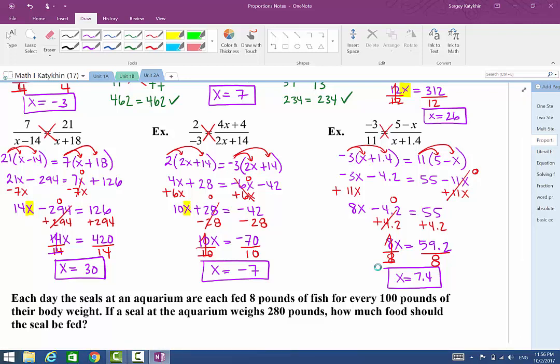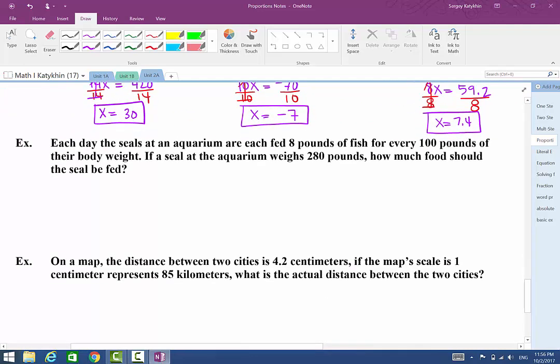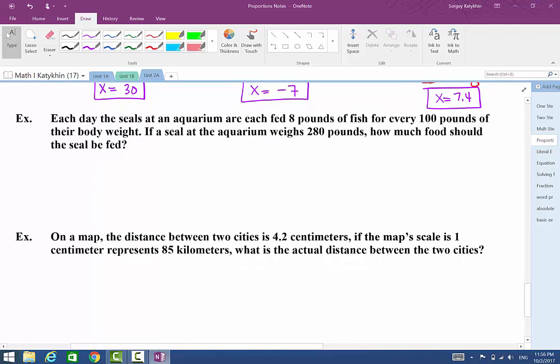So those are the values you should get for those three examples. We still have two more word problems. We're going to look at how to set them up. And so to start on any of these type of problems, you need to read the questions first. That helps. So let's go ahead and do that. It says, each day the seals at the aquarium are each fed 8 pounds of fish for every 100 pounds of their body weight.